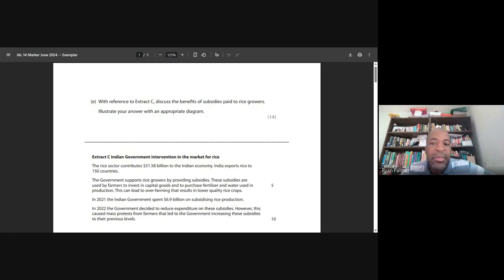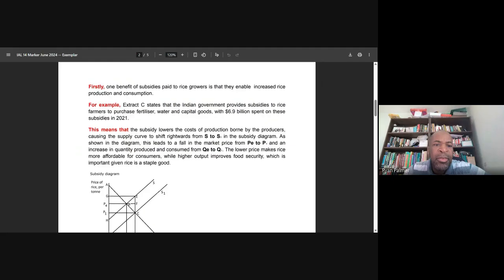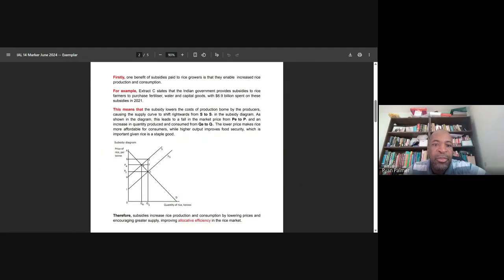All right, so we want to discuss the benefits paid to the rice farmers. So this would be how I would structure my first point. So again, as I said, we're going to have firstly, then for example, this means that, and therefore. So firstly, one benefit of subsidies paid to rice growers is that they enable increased rice production and consumption. So subsidies make it possible to increase the equilibrium output.